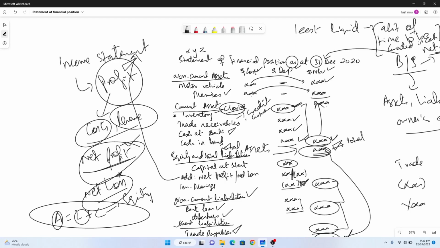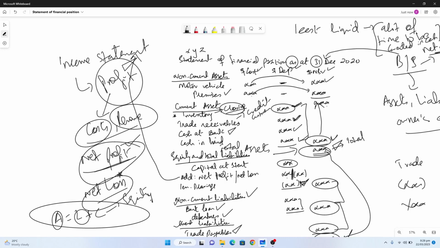So why are we not recording it in the first column? The reason is that there is nothing added or deducted in the inventory part, that's why we are writing it down directly in the second column. Trade receivables, for simplicity, I have not deducted any bad debts or any provision for doubtful debts. But if the question gives you something, you deduct bad debts from trade receivables, then you deduct allowance for doubtful debts in this column, and then you record the final answer in the second column.